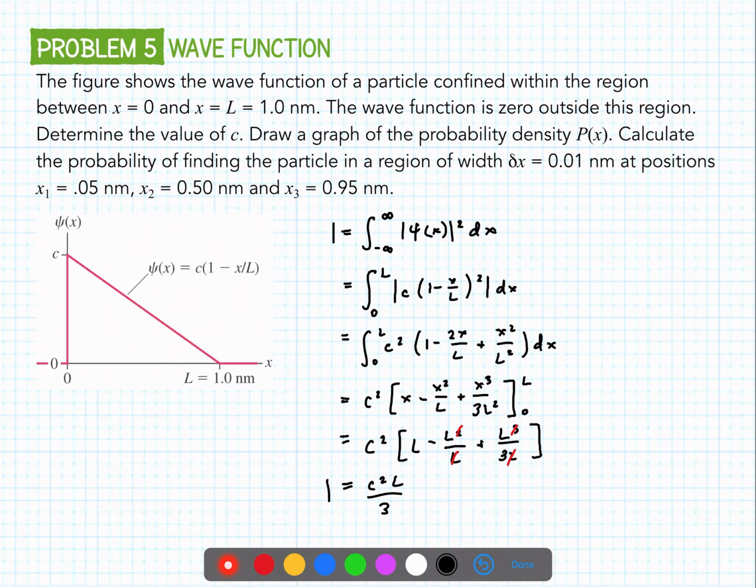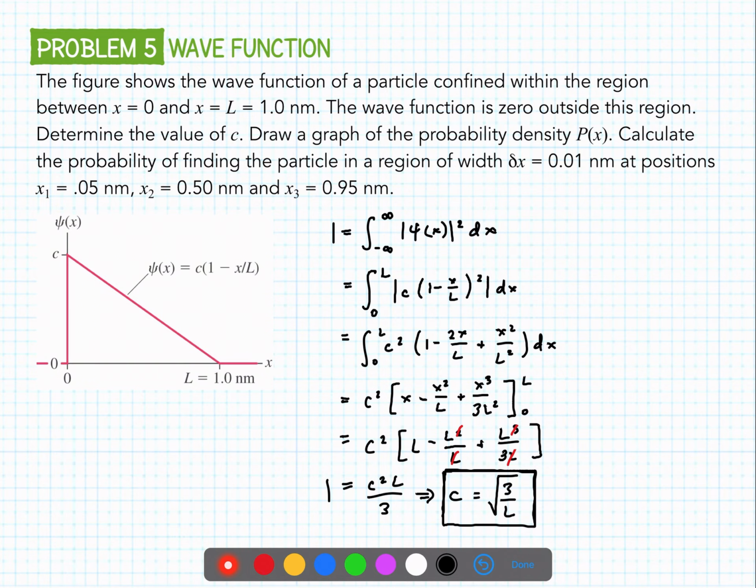Remember this is equal to 1, so if we want to solve for c, then c is going to be equal to the square root of 3 over L, where we know that L is 1 nanometer, but we're just going to leave it written as L. So that's the normalization condition, and we always have to start with that.